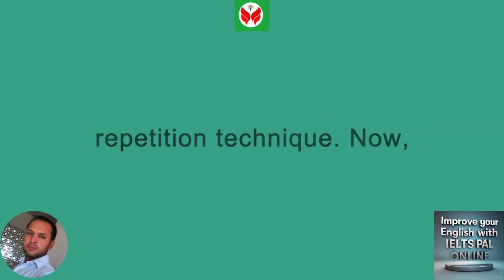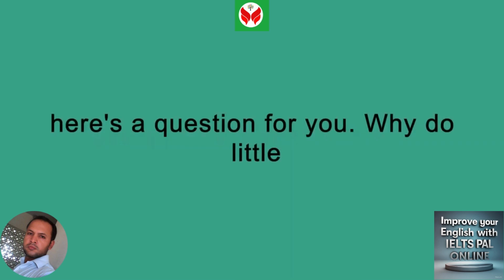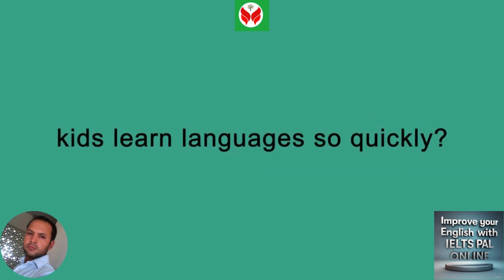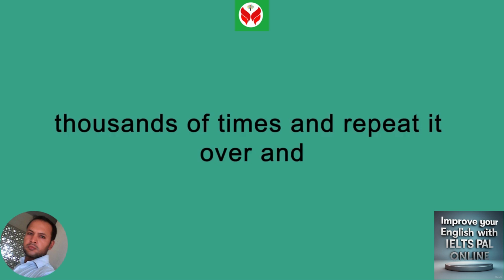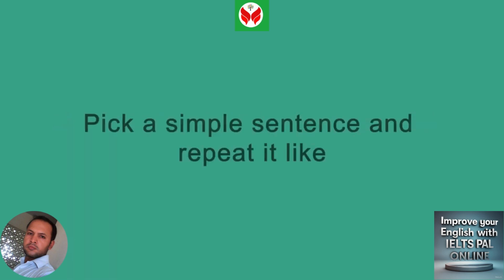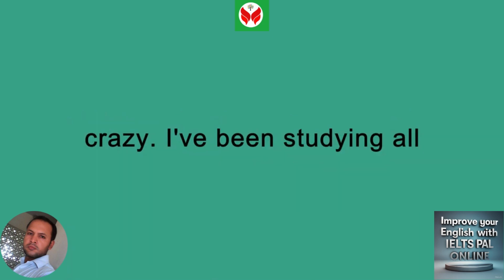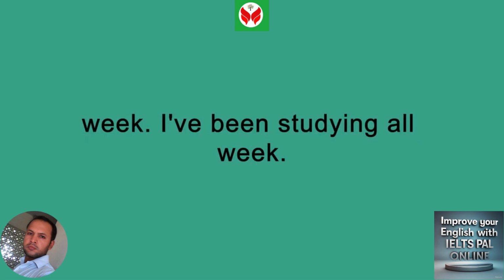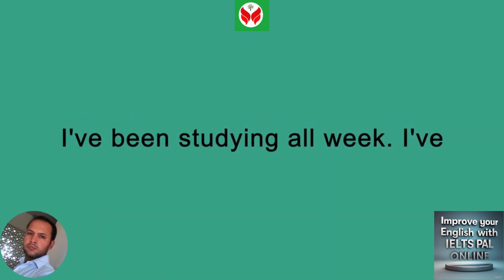The crazy repetition technique. Now, here's a question for you. Why do little kids learn languages so quickly? It's because they hear a sentence thousands of times and repeat it over and over. You need to do the same thing. Pick a simple sentence and repeat it like crazy. I've been studying all week.